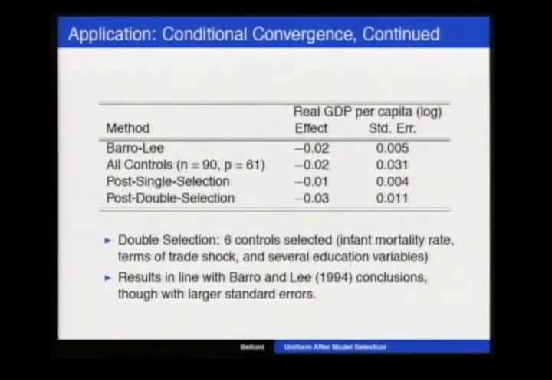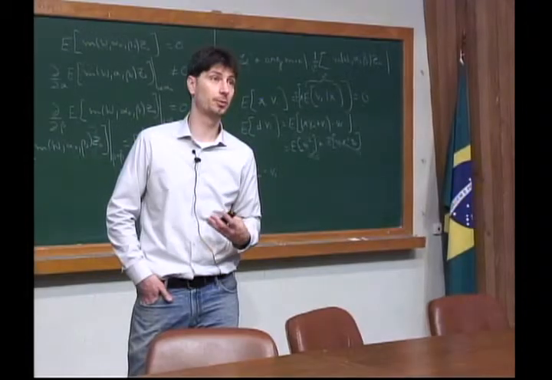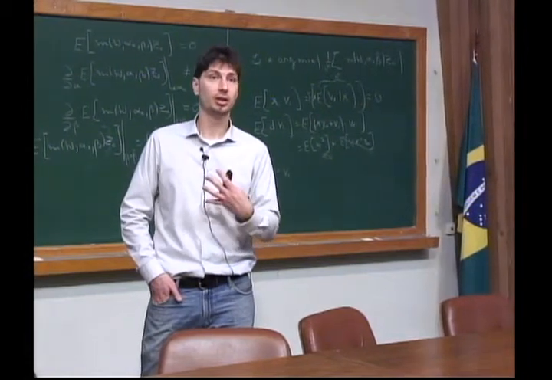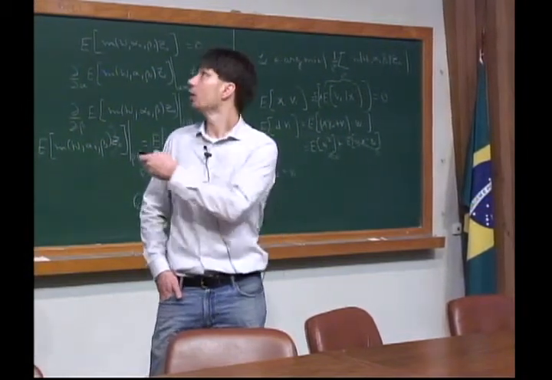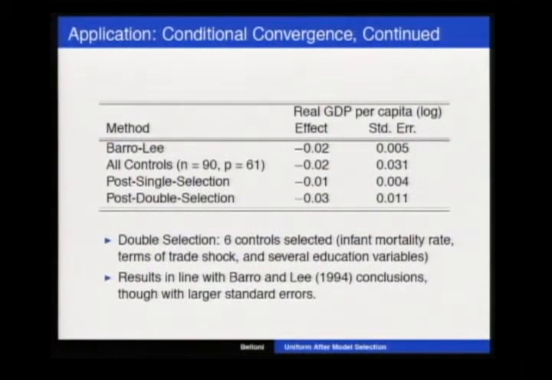If you use all controls, you get something similar. Single selection preserves the result. Double selection also preserves it, actually makes it even a little bit stronger. So that's consistent. Here's just to make the point that these more robust methods select more variables, but it's not clear that you're always going to be closer to 0, or that you're always going to have a bigger standard error. These things can go both ways, especially in heteroskedastic models.